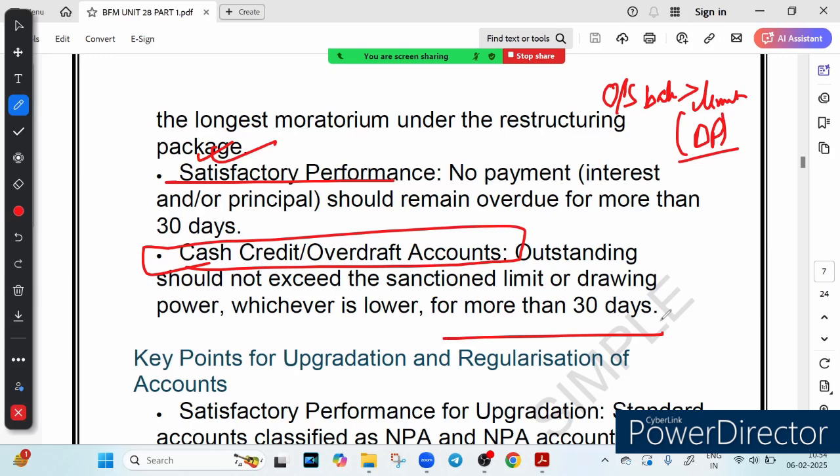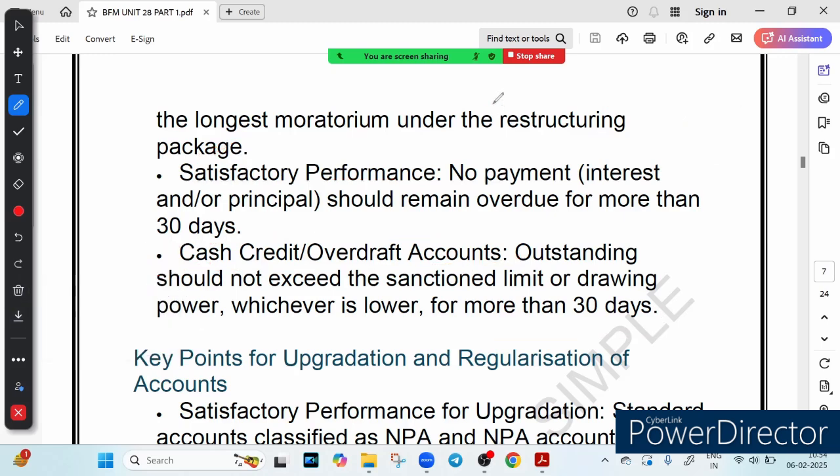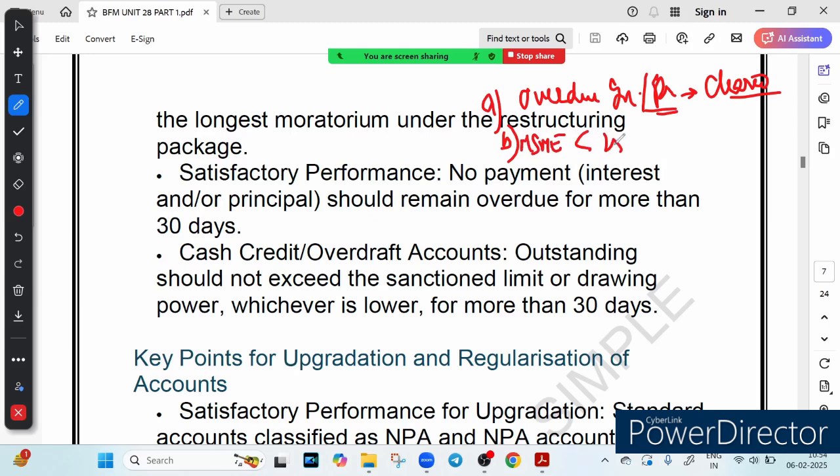So finally, let's revise what we have learned just now. NPA can be upgraded if, first condition, the overdue interest and principal are cleared. Second condition, for those MSMEs with exposure less than 25 crore, they show satisfactory performance for a year. Third condition, the CC account or OD account stays within its limit for 30 days. So these are the three conditions, right?